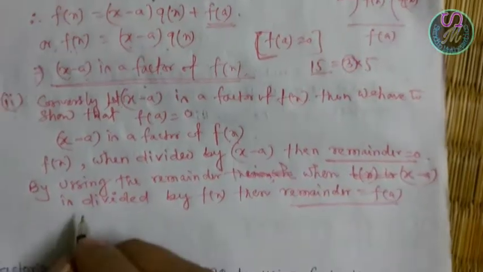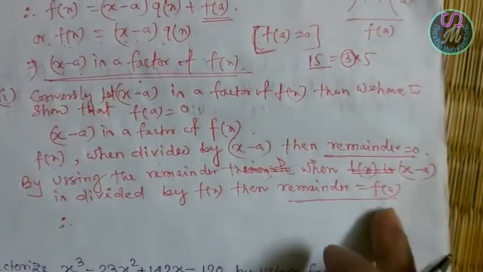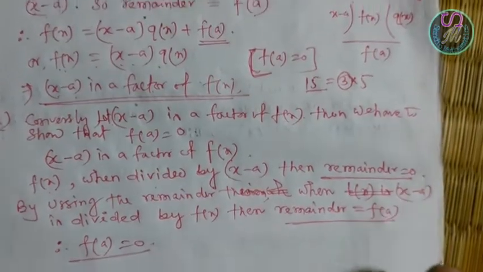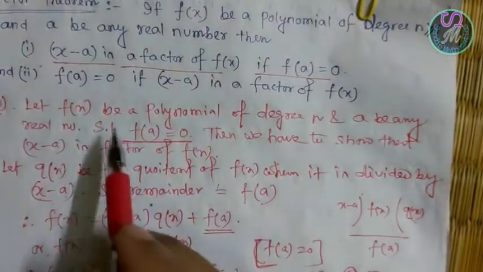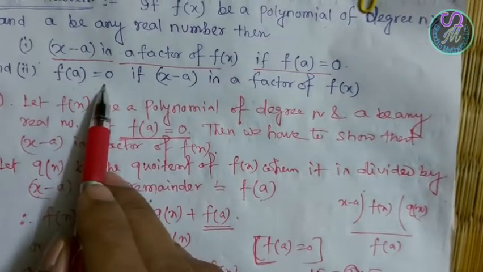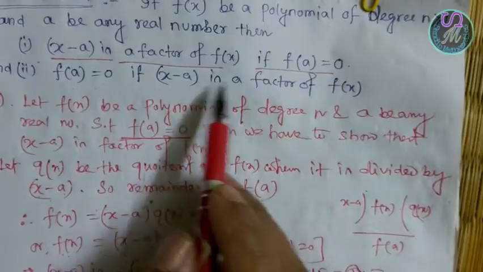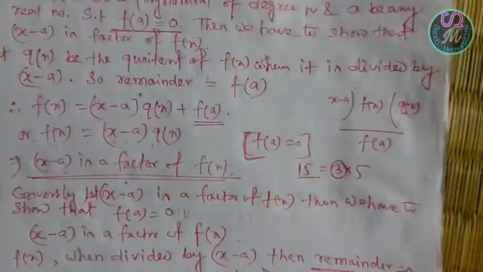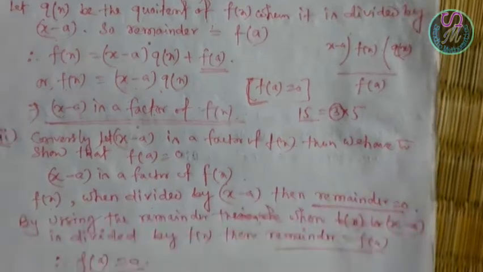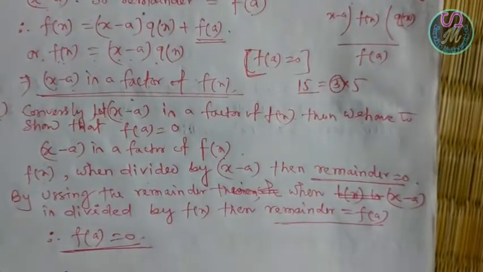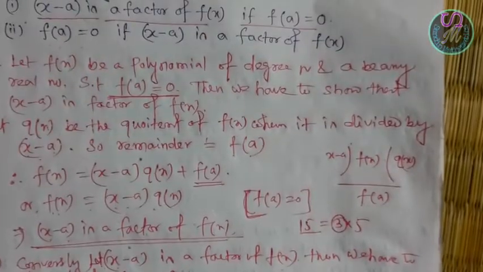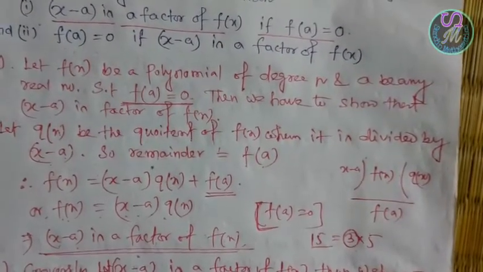So that's why both values are the same, so f(a) equals 0. And this is the last part of the factor theorem: f(a) equals 0 if x minus a is a factor of f(x). Here we consider x minus a is a factor of f(x), and we have to say that f(a) equals 0. So this is the factor theorem, and it is also a very important theorem.